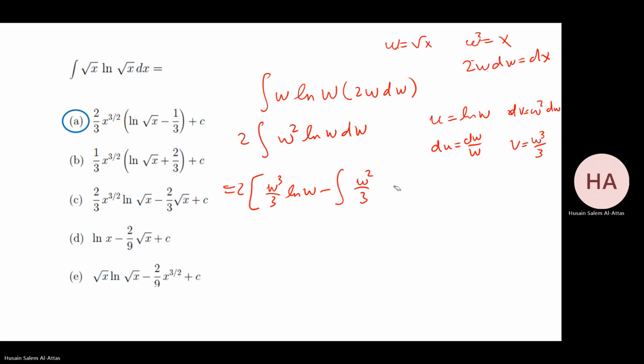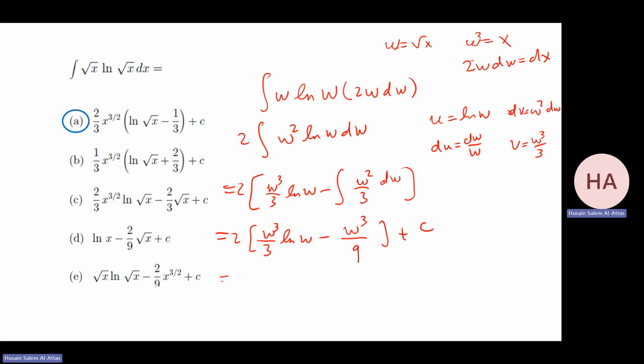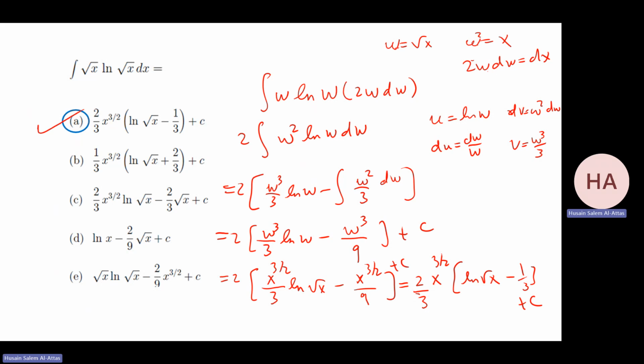That gives me dw. That will be 2 times w cubed over 3 ln w, minus w cubed over 9, plus C. Now return w, which is x to the power half. So x to the power 3 over 2 over 3, then ln of square root of x, minus x to the power 3 over 2 over 9. I have 2 outside. I take x to the power 3 over 2 over 3 also. I have the square root of x, ln of square root of x minus 1 over 3, plus c.